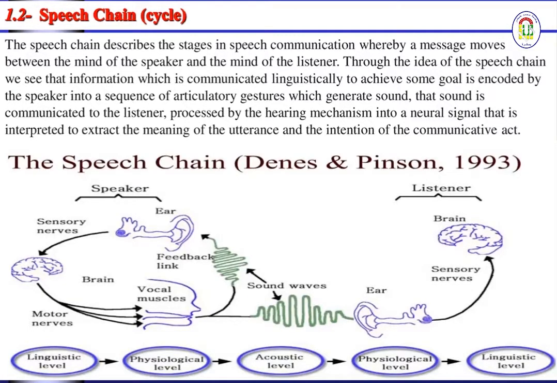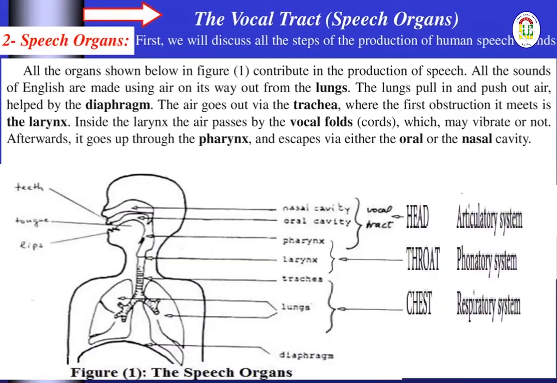Since communication generally requires a listener as well as a speaker, these stages are reversed at the listening end: the reception of the sound waves at the physiological level on the part of the listener, and the transmission of the information along the nervous system to the brain, where the linguistic interpretation and understanding of the message take place.